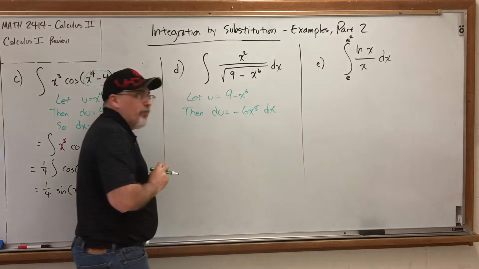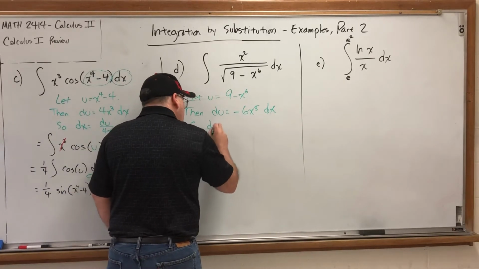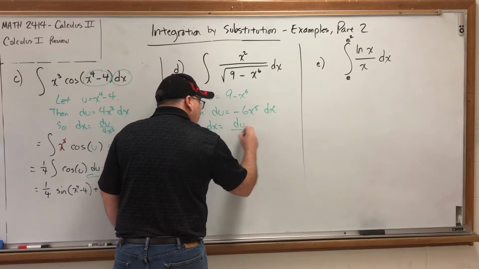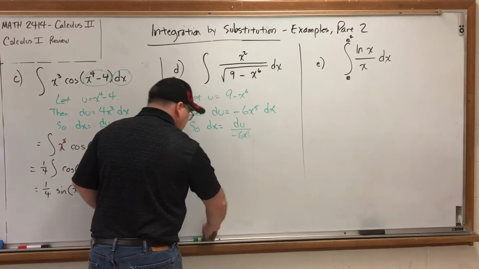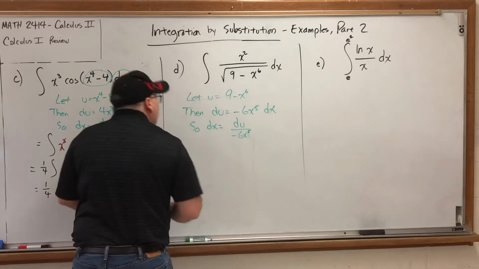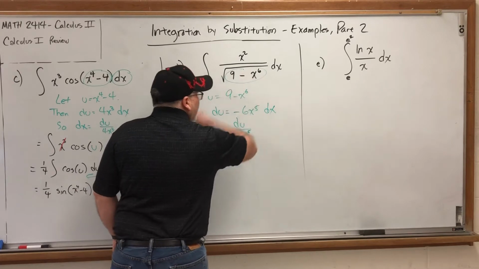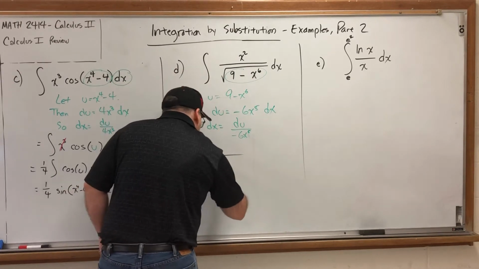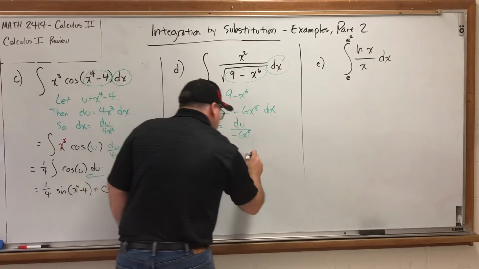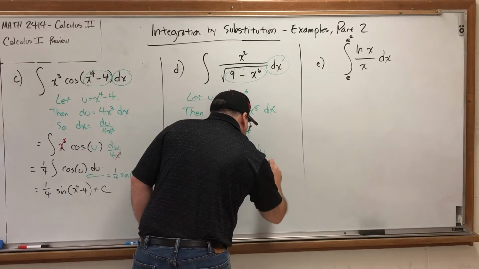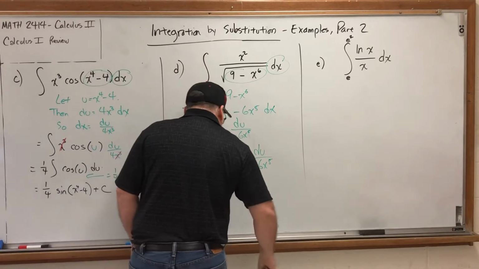Do you see the problem we're going to run into? If we solve for dx, we get du over negative 6x to the 5th. And let's see what happens to our integral. We get the integral. Let's take inventory. The 9 minus x to the 6th is what we called u, which was living under a square root. The dx becomes du over negative 6x to the 5th. And who is unaccounted for? The x squared, so he's still there.